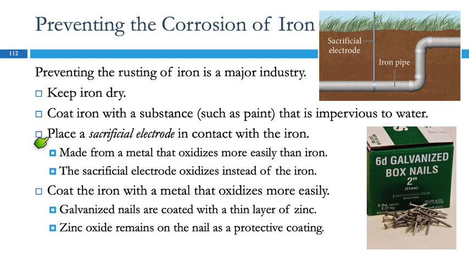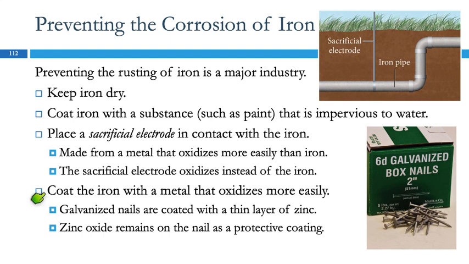You can place a sacrificial electrode in contact with the iron. So we're going to put a metal that is more easily oxidized in contact with the iron. And so this is going to be oxidized first rather than the iron. So it's kind of like a decoy. Here, go eat this other metal. Leave my iron pipe alone.